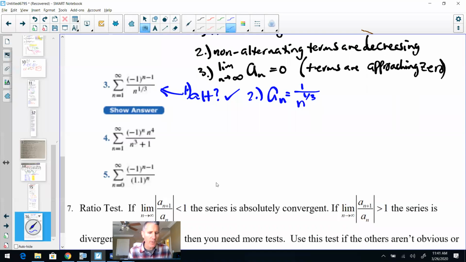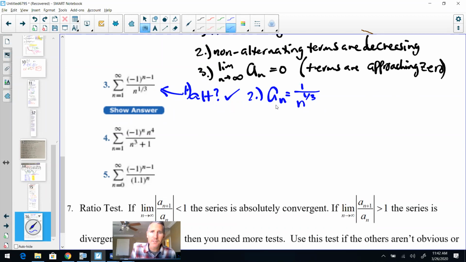By the way, we knew it alternated because of this (-1)^(n-1). If it's (-1)^n, (-1)^(n+1), (-1)^(n-1), that just means that it's going to alternate, right? When we plug 1 in for n, this is -1 to the 0th power, so it's +1. When n is equal to 2, it's -1 to the 1st power, which is negative, and then positive, then negative. So that's what the alternating is all about.